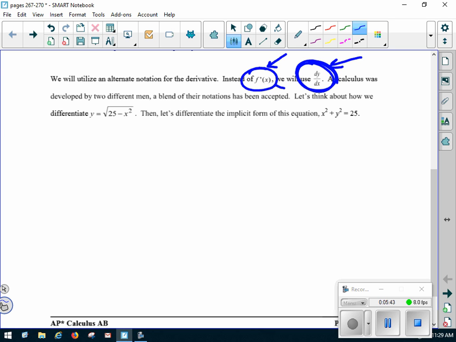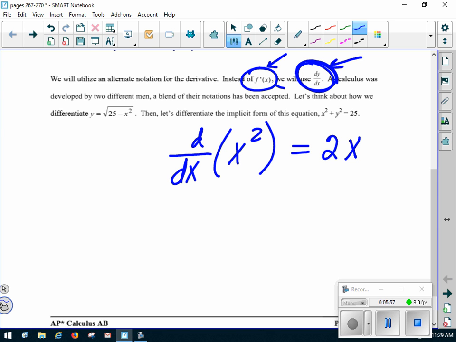Now, here's what I want to show you. If I give you this, what's the derivative of x squared? Now let's look at the notation. This is the derivative with respect to x of x squared. Do you notice that those variables match? When they match, take the derivative, just like you know how to take the derivative.